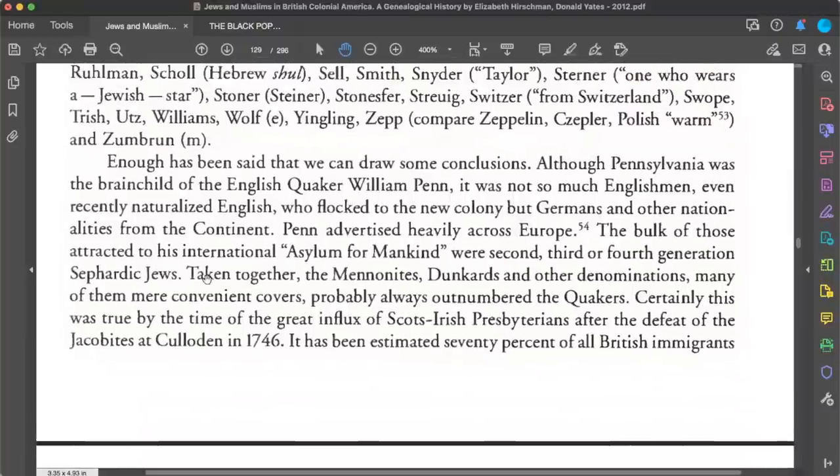Enough has been said that we can draw some conclusions, all right? Although Pennsylvania was the brainchild of the English Quaker William Penn, it was not so much English, all right? It wasn't really English, okay?